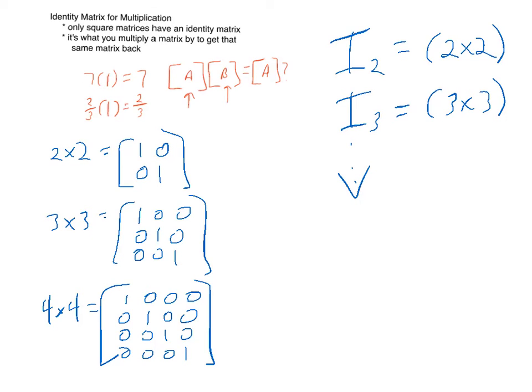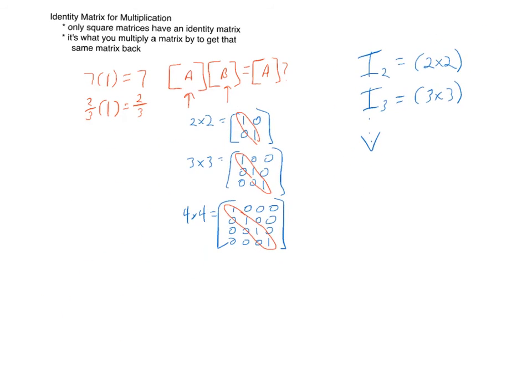Okay, they're all zeros except for the diagonal going from the top left to the bottom right. So in here everything's zeros but that. In here everything is zeros but that. In here everything is zeros but that. Okay. So just keep following the same pattern for any identity matrix.